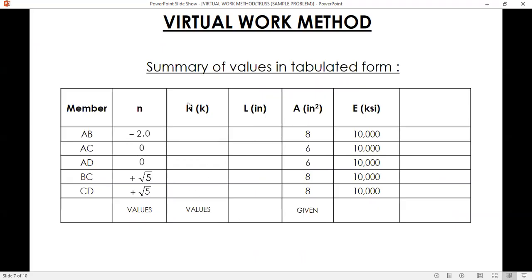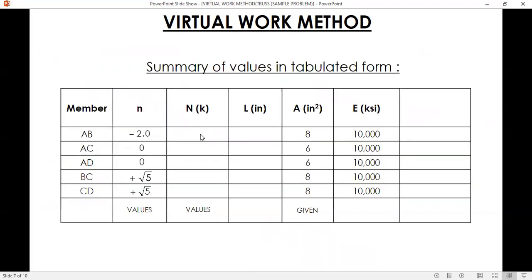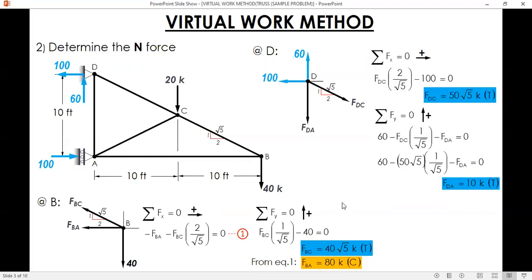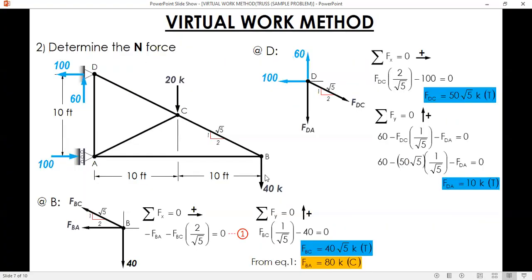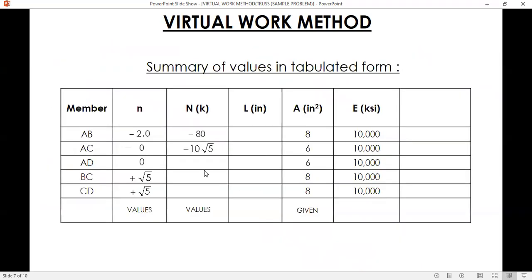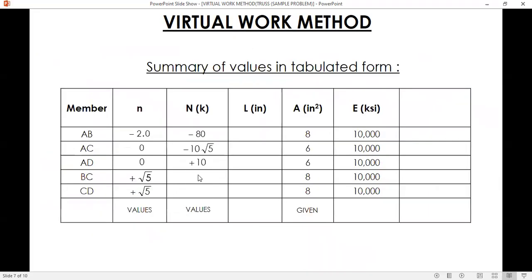And the next, force of members due to real loads. AB, it's compression, so negative. AC, 10 square root of 5, negative. AD, 10, tension, positive. BC, 40 square root of 5, positive. CD, 50 square root of 5.